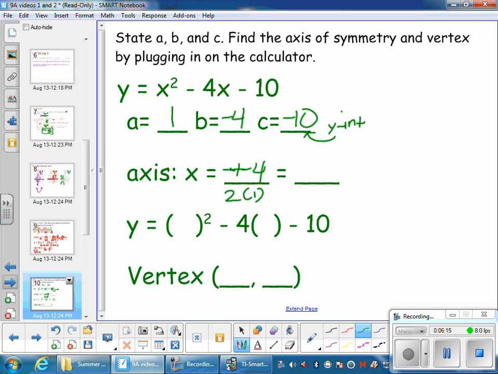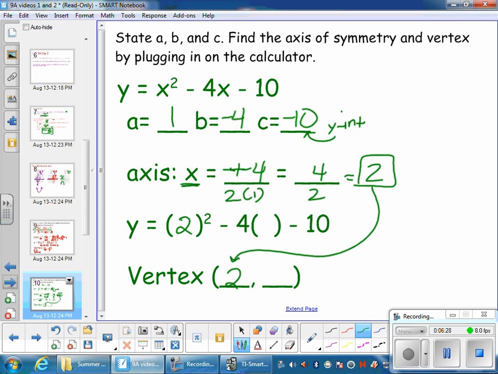So I get 4 over 2. 4 divided by 2 is 2. Remember, that's my x coordinate because it's x equals. So all I have to do is plug it into the equation. So it originally was x squared. It's now going to be 2 squared minus 4 times 2 minus 10. So you get 4 minus 8 minus 10, which is 4 minus 18, which gives me negative 14.